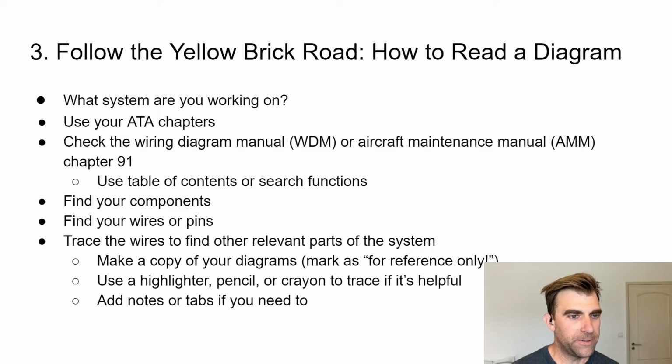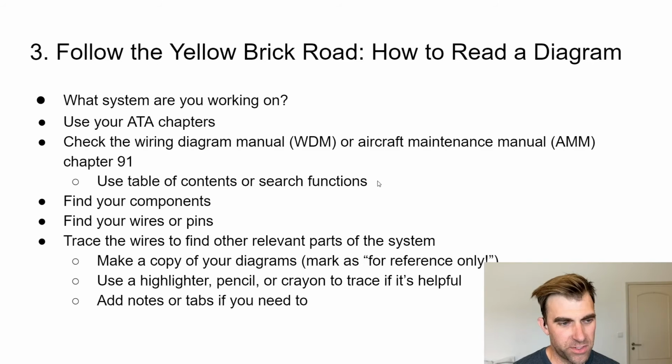I would recommend just catching up on your ATA chapters to make life easier for yourself. Trying to think of ATA chapters off the top of my head, if it was a radio communication system, you'd be in chapter 23. That's going to help you quickly locate your wiring diagram. And then I would say use the table of contents or Control F if you're using an electronic manual to help you get there quickly.